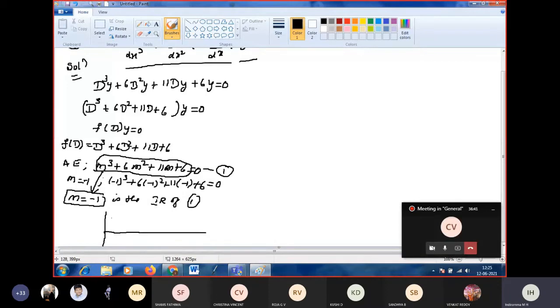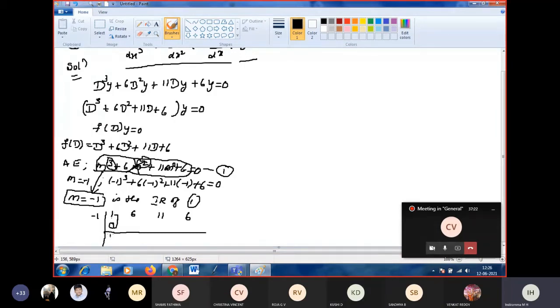First you write the coefficients of m in equation 1. That is 1, 6, 11, 6. Write all the coefficients, starting from m cube, m square, m and m power 0. If a term is not there, you should write 0. You should not skip any term. Next you write the root you got. Then start with 0 below, whatever the root may be. Now you add these two. What is 1 plus 0?